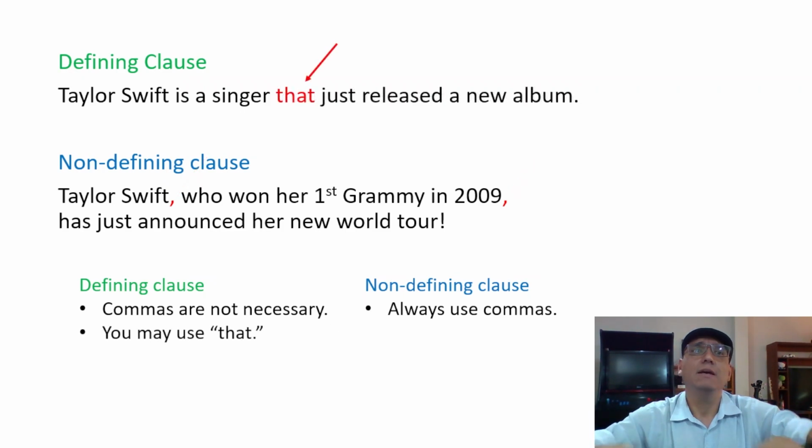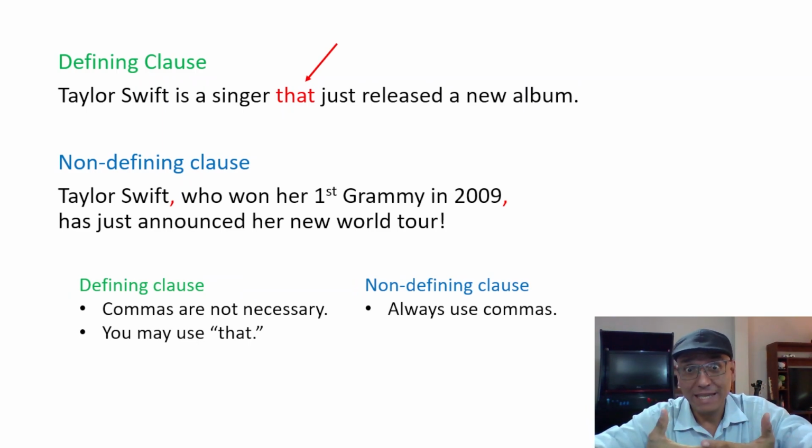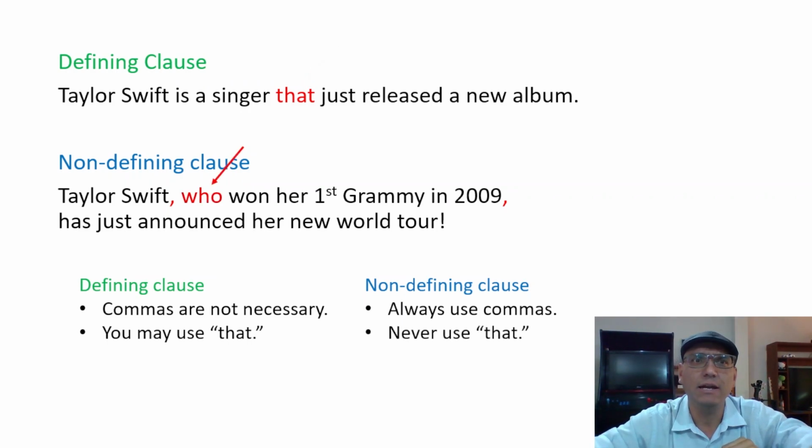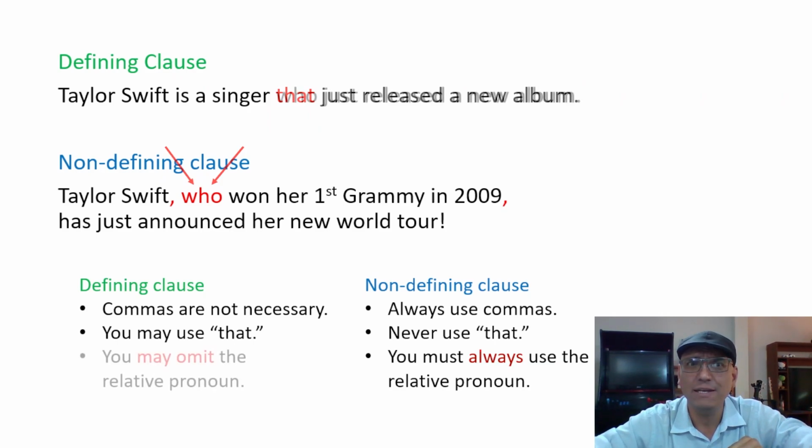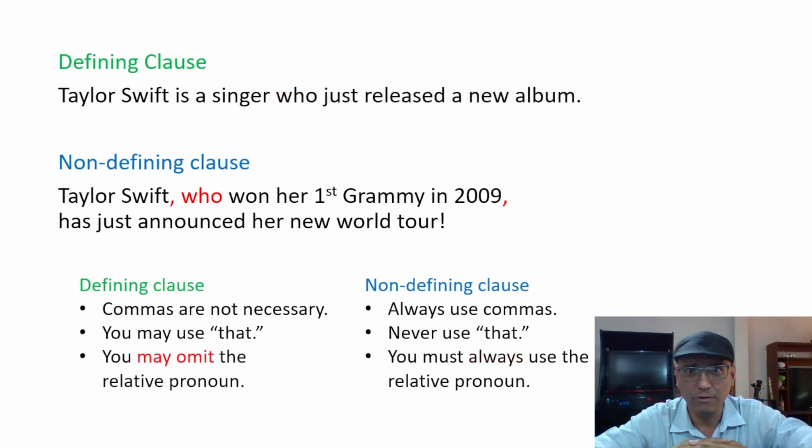Another rule is that we can use the word that in a defining clause. We could replace who and which with that, but we cannot do that in a non-defining clause. We must use the relative pronoun who or which, okay? And we must always use the pronoun. There's no exception, because with the defining clause, yeah, we can actually omit it. Omit means to take out.